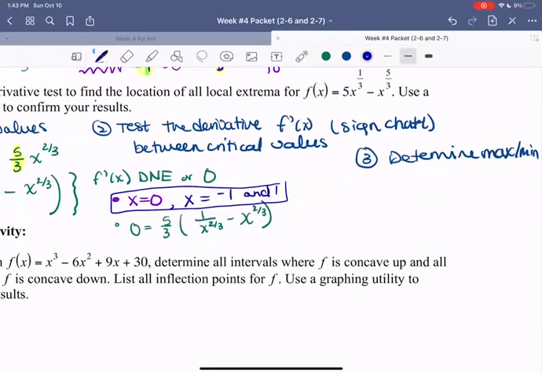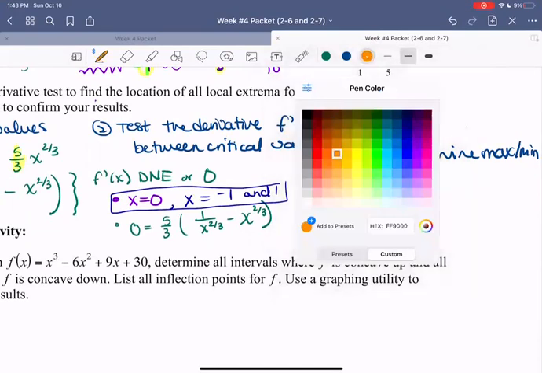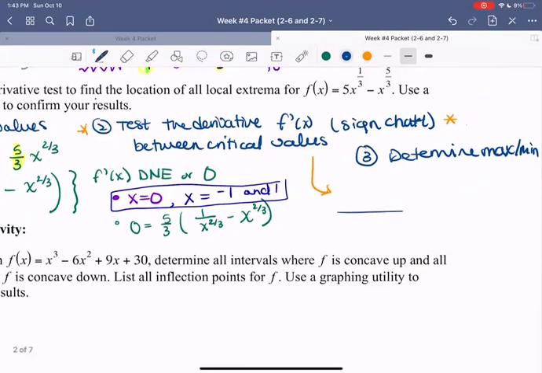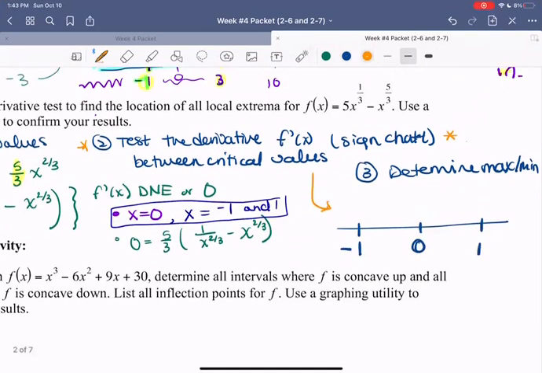So then now we're on to step 2. Step 2, we're going to make that sign chart. I'm just going to star that so we know where we are. Sign chart. So what does that mean? Well, we're going to lay down our horizontal axis, or our number line. We're going to label it with those special critical values. And then we're going to test our derivative on the in-between intervals.